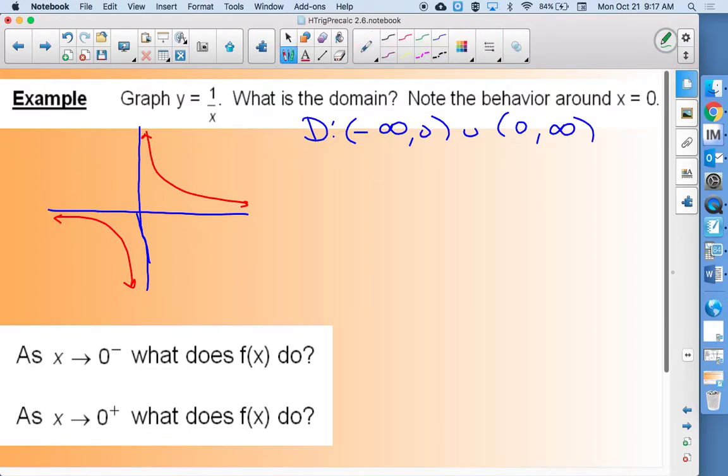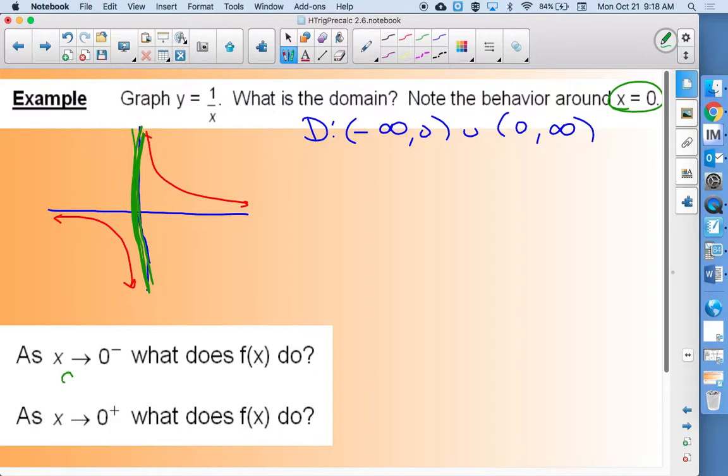So it says, note the behavior around x equals 0. What kind of line is x equals 0? It is an asymptote. Is it horizontal or vertical? If it's x equals, do you have a horizontal or vertical line? No! Vertical. So x equals 0, right here is where x is equal to 0. That's a vertical line. So it wants us to kind of notice what's going on around that location.